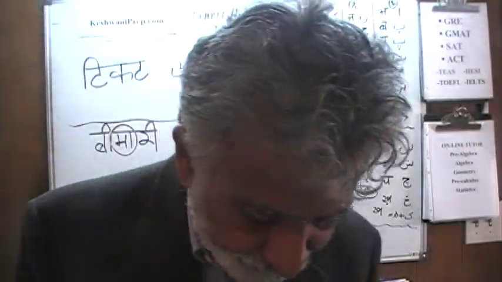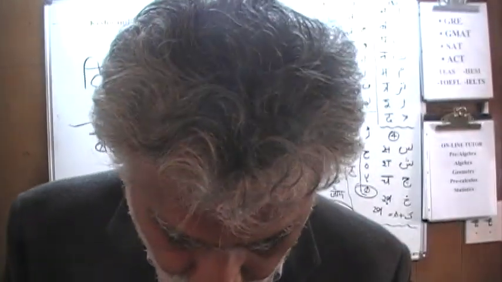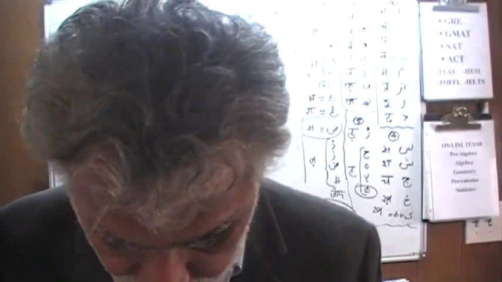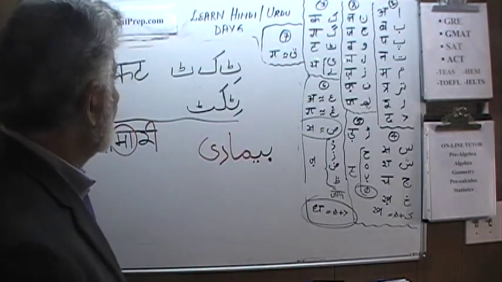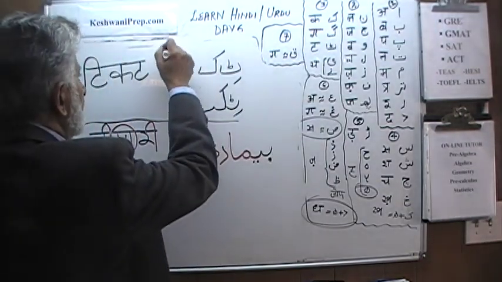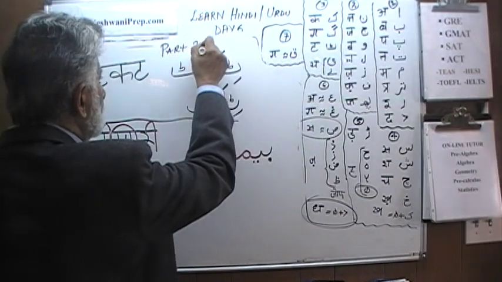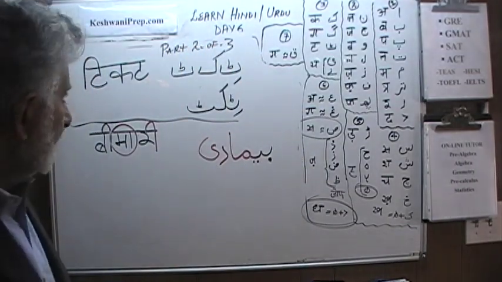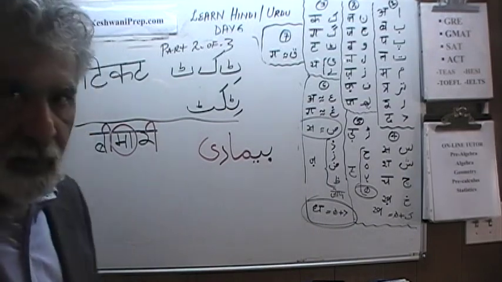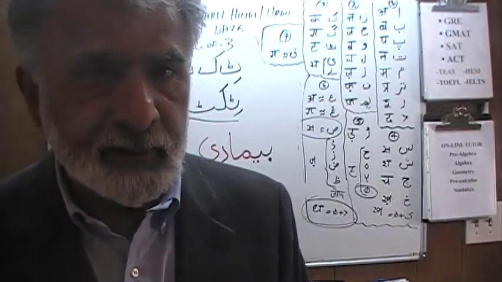I'm going to stop right here. We'll meet again tomorrow, and we're going to pick up from where we left off. I still have a few more words that I want to do dealing with choti ki matra and badi ki matra. A few more examples. And that's going to be part 3. What we did today on day number 6 was part 2 of 3. Part 1 obviously was yesterday, day number 5. We're going to do one more video on choti ki matra, dealing with a few more examples, a few more words.